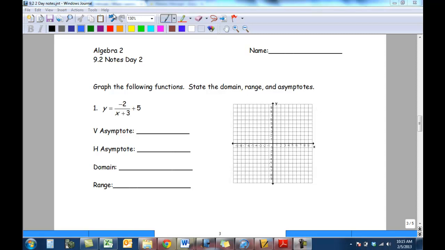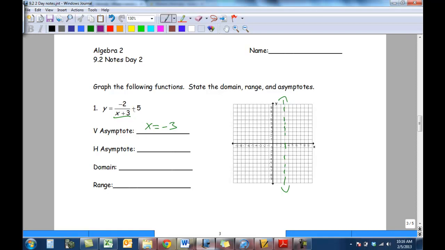All right, 9.2 day 2 is more graphing. So these first few examples, vertical asymptote, what makes the denominator 0? X is equal to -3. Can't beat that. So there's a vertical asymptote here.